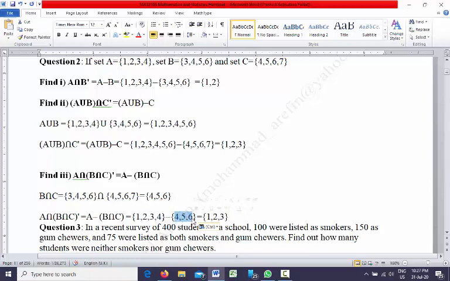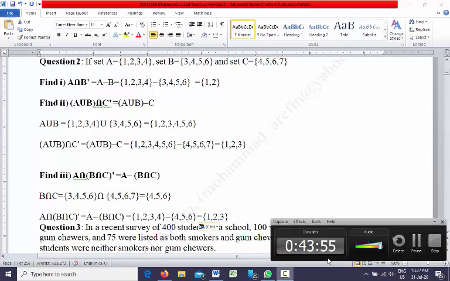So we can see 4 is here and 4 is there also. So from this one 4 needs to be removed. So we will be left with 1, 2, 3. So this is the answer.